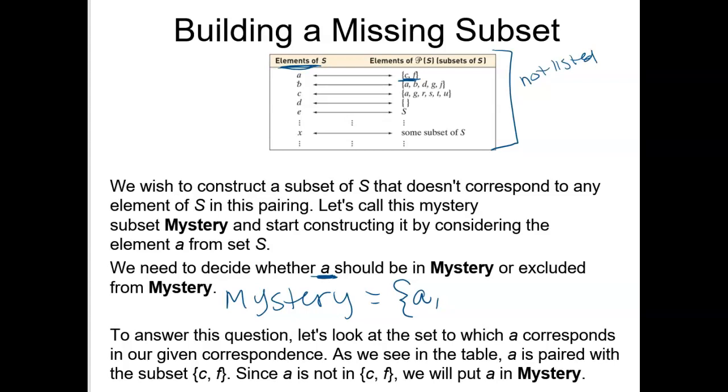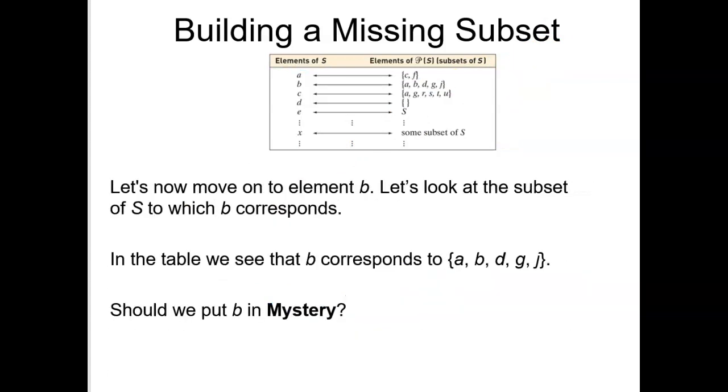Okay, let's look at B. Should we put B in there? Well, when I look at the second one listed here, I do see a B. So we're not going to include B in ours. In this third one here, do I see a C? I do not see a C, so I will include a C. And the idea is I'm trying to build something that doesn't exist here. And we're going to keep asking those same questions.